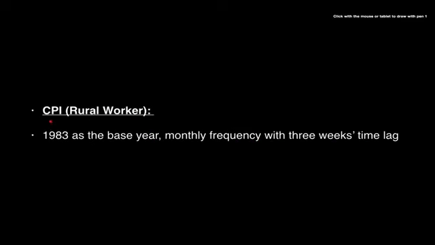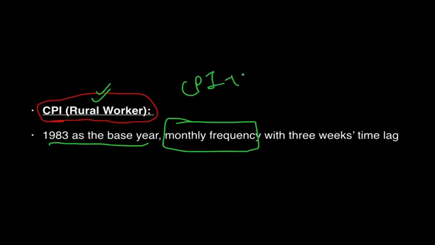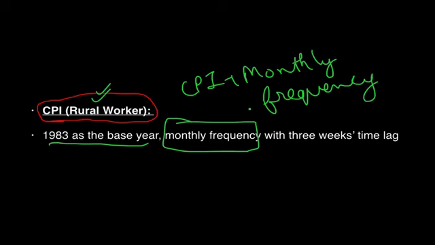And finally CPI for rural workers, who are not agricultural workers. So 83 is the base year. Again it will be used for the benefit of rural workers and calculating inflation and their living. Again it is monthly frequency. So as you can see, all 4 CPIs till now have monthly frequency. Is that understood? And WPI also has monthly frequency.